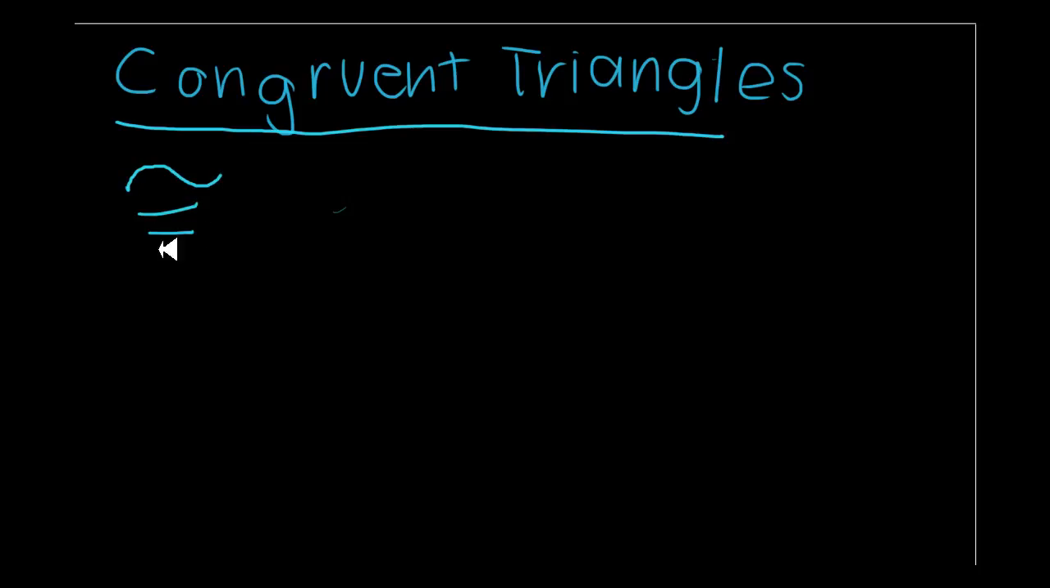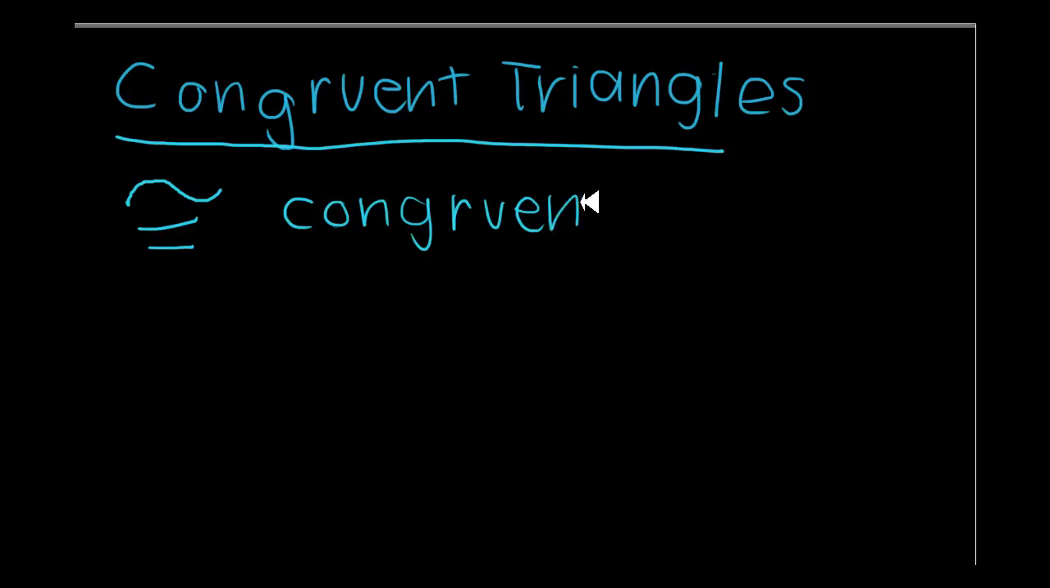Now, whoa, what is this? It's a squiggly line with an equal sign on the bottom. Now this means congruent. Congruent means exactly the same. So if two angles are congruent to each other, that means they have the same degree. If two sides are congruent to each other, that means they have the same length.